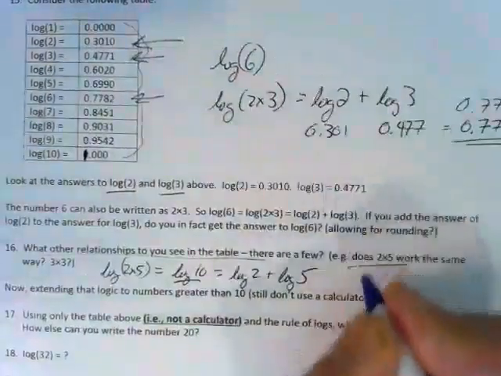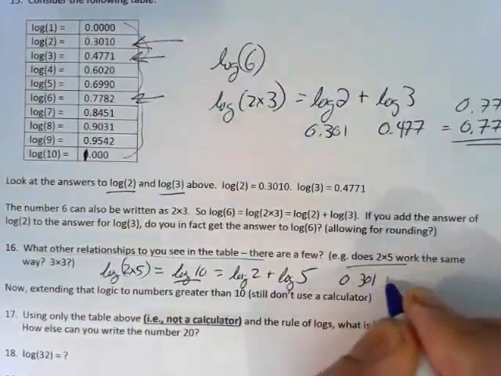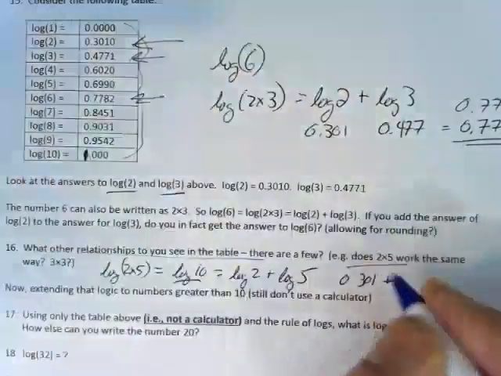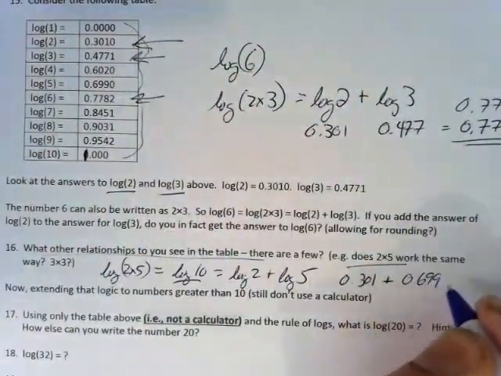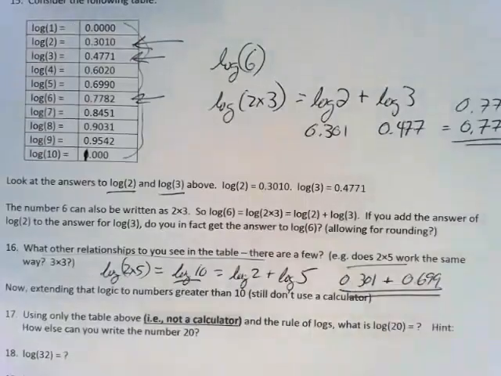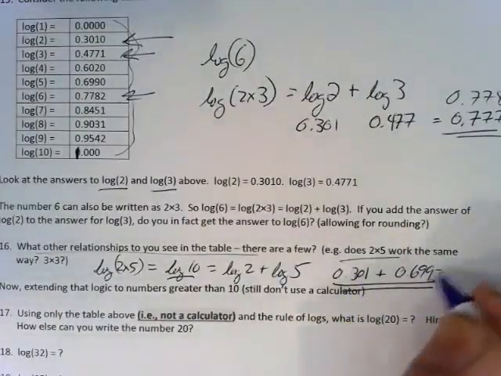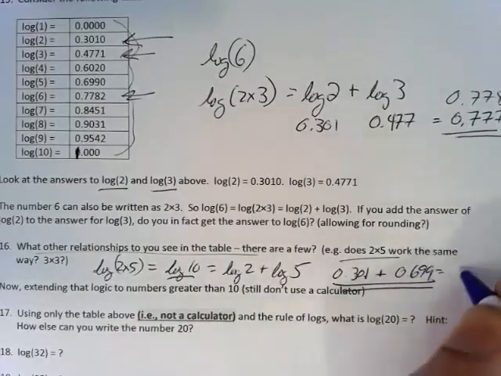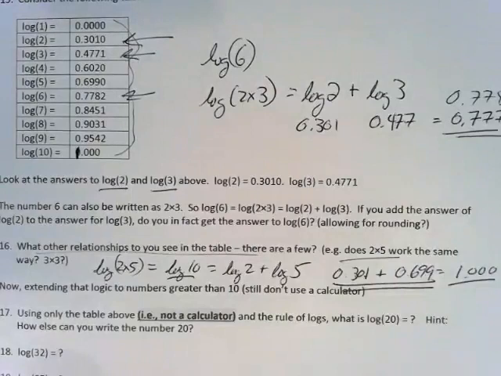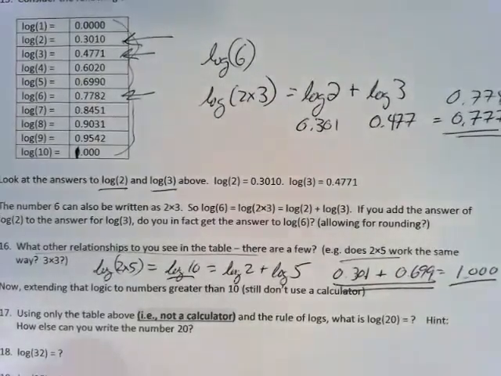Well, the log of 2 is 0.301. The log of 5 is 0.699. If you add those two things together, you get 6 and 3 is 9. 9 plus 1 is 10. So all of this would tick over to 1.00. So in fact, you don't even need to know the log of 10 is equal to 1 if you know the log of 2 and the log of 5.